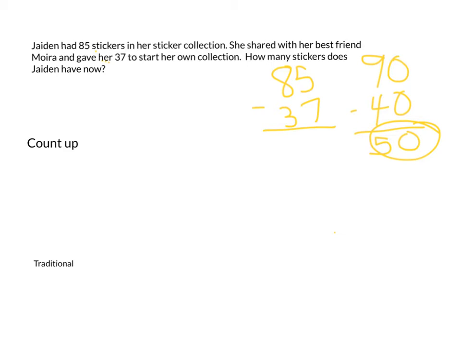So the first strategy that we're going to use is something similar to an open number line. And we're going to draw an open number line for this strategy. And we're going to start with 85 because that's what she started with. And she gave her friend 37. And we're going to find the difference between those two numbers.